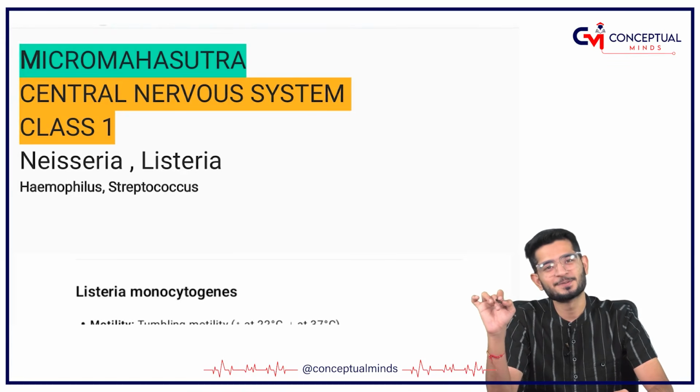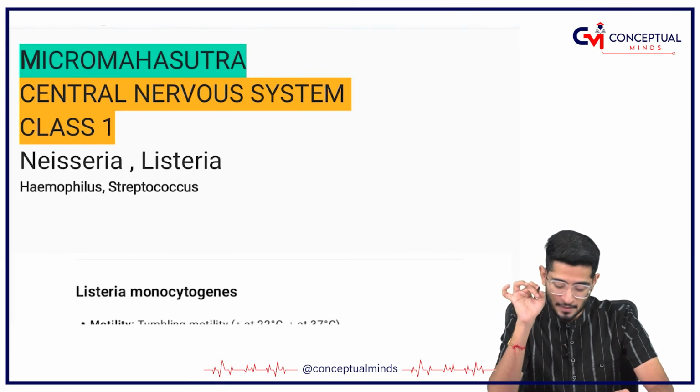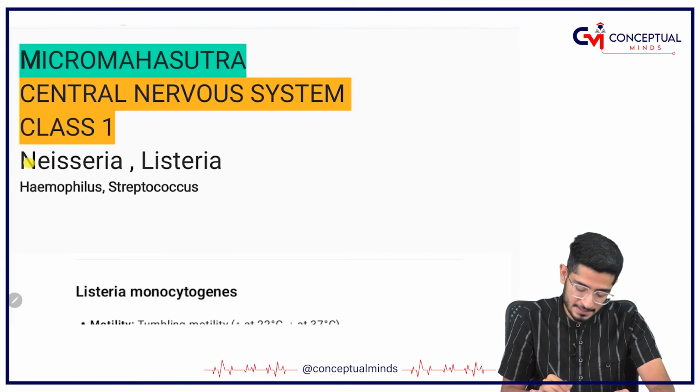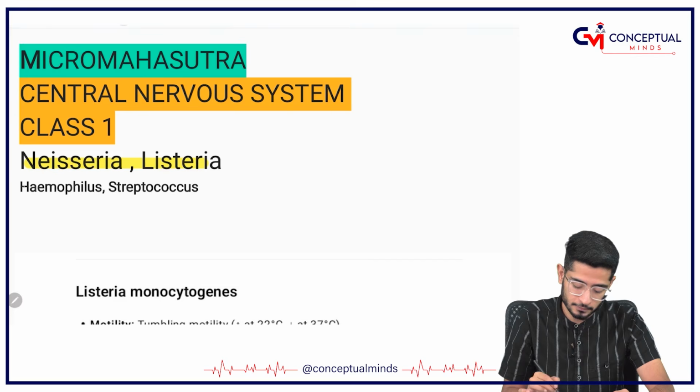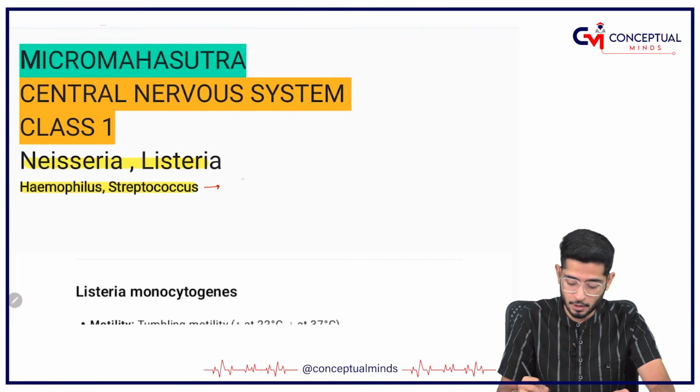Welcome to EHM class 1 of central nervous system. This class is all about Neisseria and Listeria, my dear friends. Although Hemophilus and Streptococcus are also responsible for causing meningitis. If you remember the mnemonic poems, M is the meningitis in them.